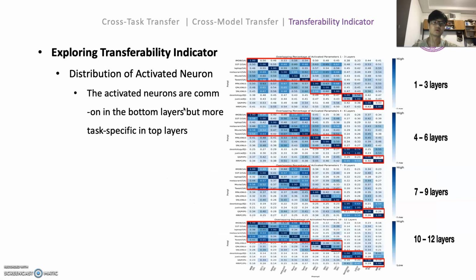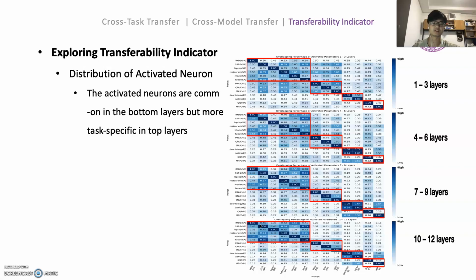Further, we explore the distribution of activated neurons. We show the activated neurons in diverse layers, and we can find the top layers have clearer clusters than the bottom layers, which means the activated neurons are common in the bottom layers, but more task specific in the top layers.